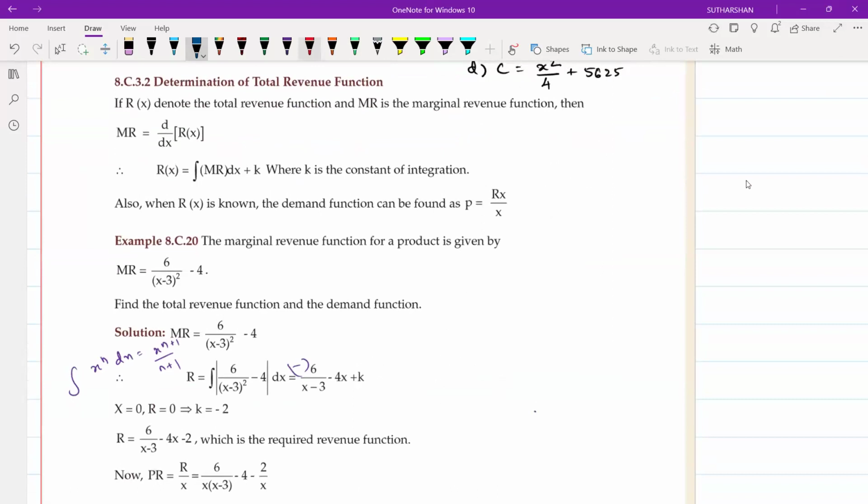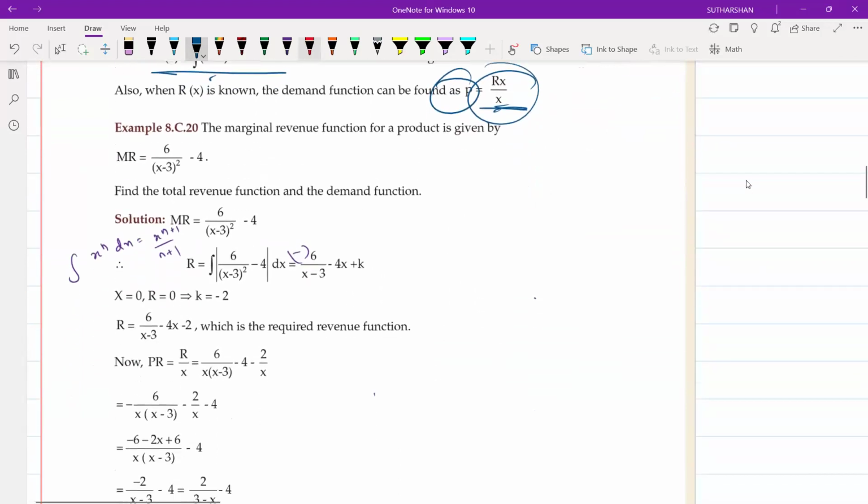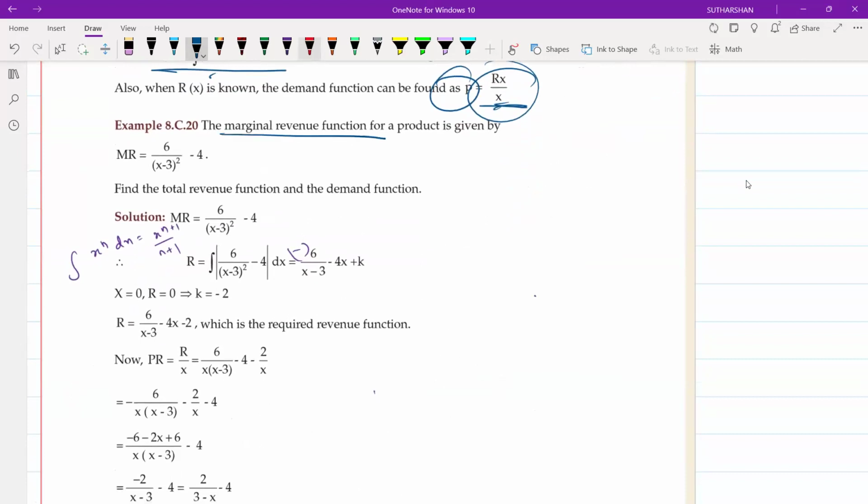Then the last function: determine the total revenue function. If there is a marginal revenue function, we can simply integrate it to get the revenue. So P is nothing but R by X, that's completely fine. Then the marginal revenue function for a product is given. They are asking for the total revenue function and demand function. Demand function is nothing but your Q, or if I want to say, your X value.